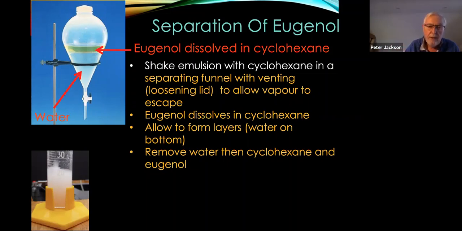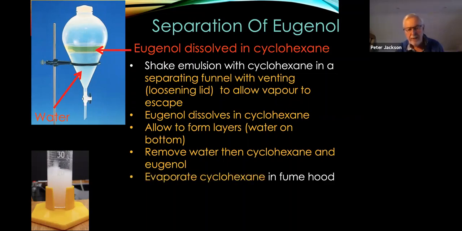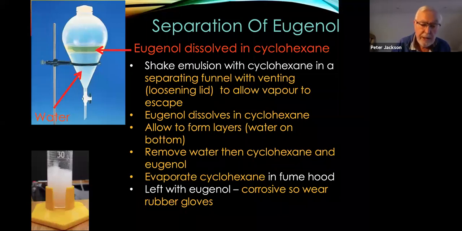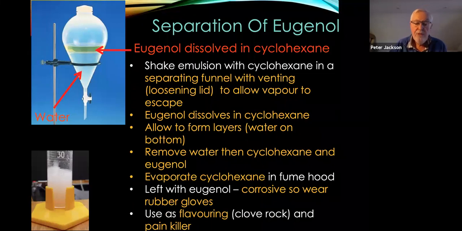you take away that beaker, you put another beaker in, and you collect your eugenol dissolved in cyclohexane in the second beaker, and you evaporate the cyclohexane in a fume hood. You'll be left, and that would probably be overnight, you'd be left with eugenol. It smells lovely, but it's corrosive, it will burn you, so wear rubber gloves when you're handling it.